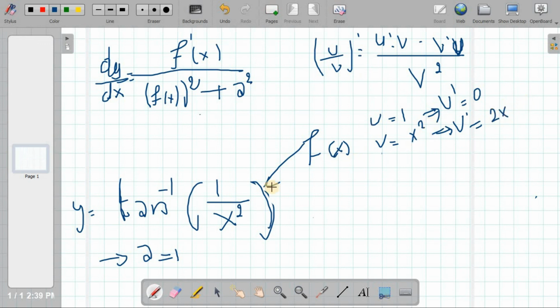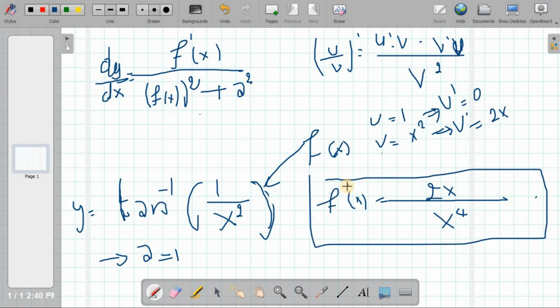And then now you find your f prime by saying f prime x is going to be what? u prime times v, which is 0 times v, gives us 0, and then minus v prime times u, which is 2x times 1, so minus 2x, and then down you're going to have x to the power 4. You see, guys, this is our f prime.